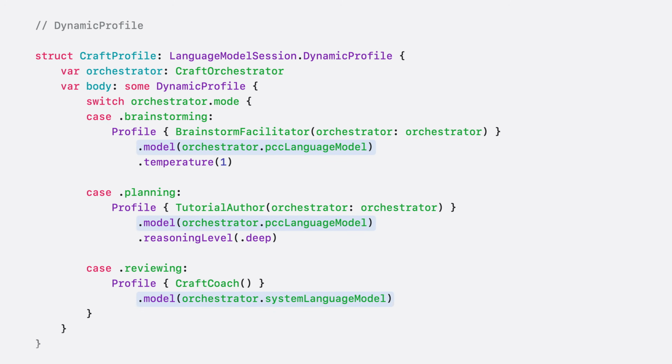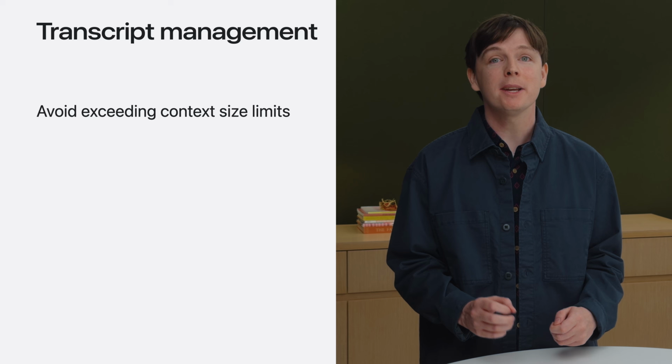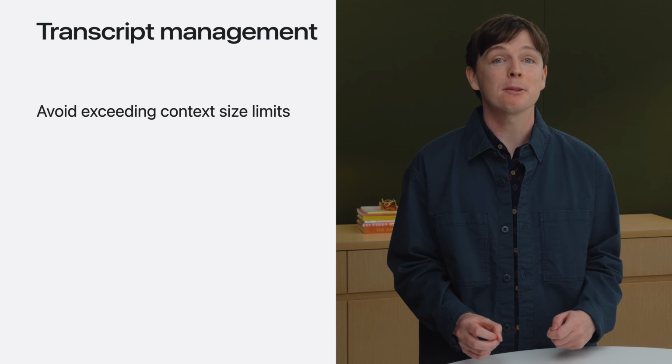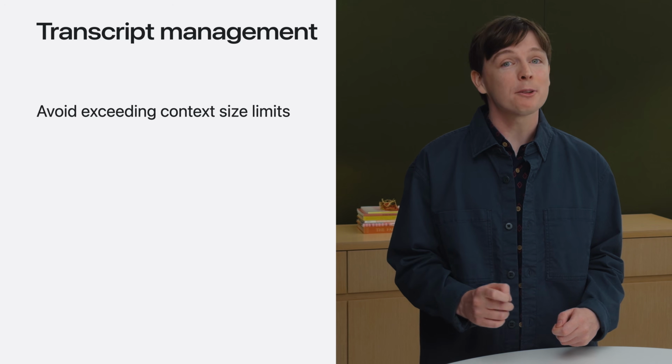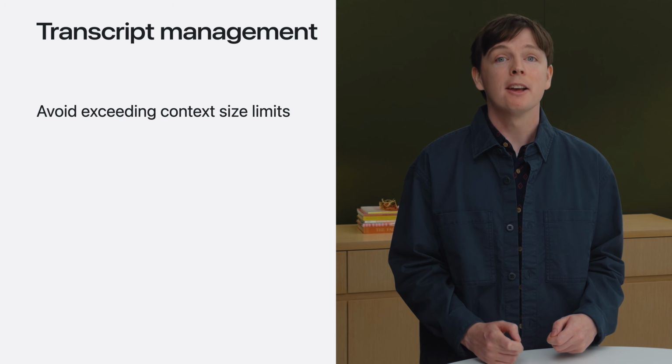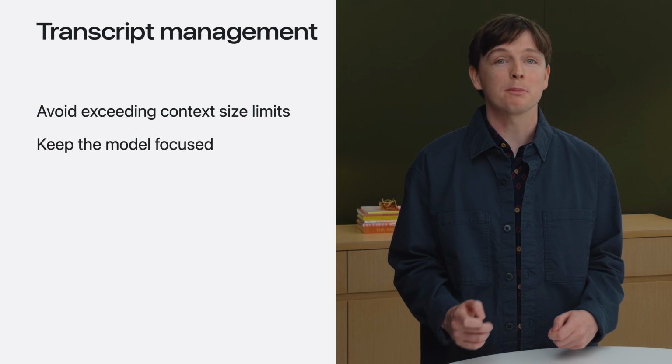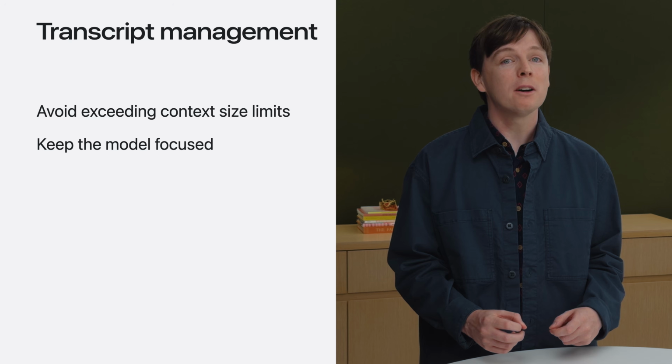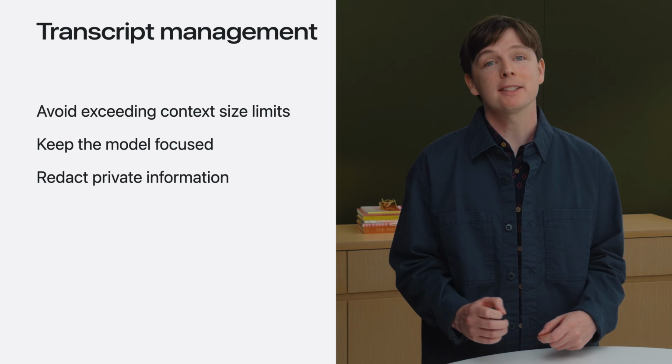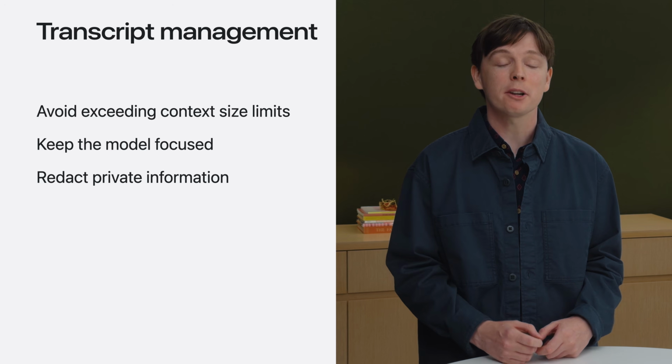You've now seen how you can route between different models using dynamic profile, but it's important to consider that each model may have different context size limits. Our craft example switches between PCC Language Model and System Language Model. When moving between models, you may need to trim unnecessary entries to stay within the context size. But that's not the only reason for adjusting the model's context. You can also improve the model's focus by removing irrelevant entries or redact private information from existing entries when moving to a less private model.